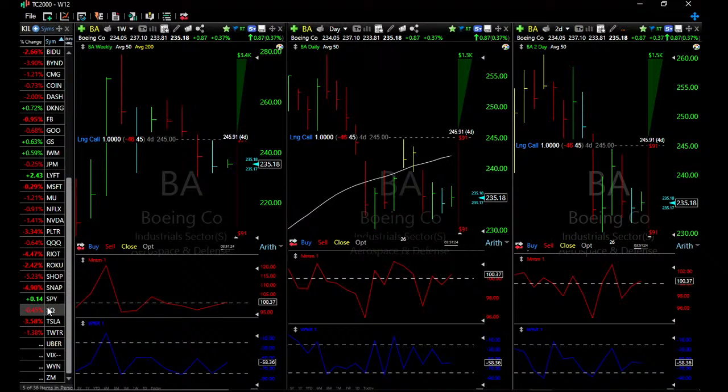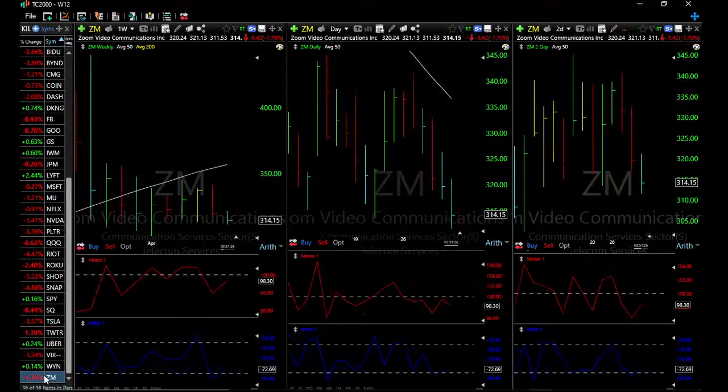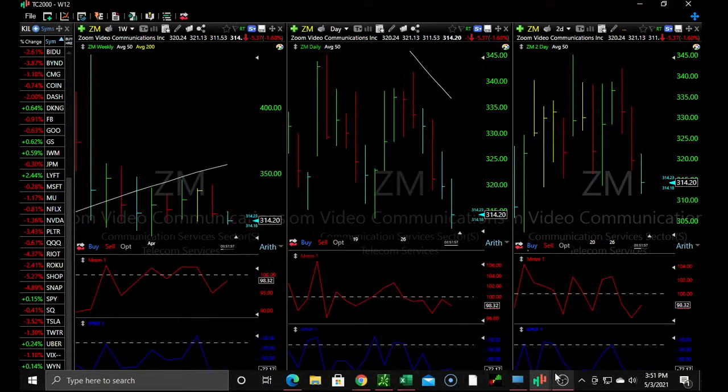Let's go back to Zoom, see what it looks like. So Zoom here, I'm getting a buy signal on the 1-day chart. 314. So I'll be looking at the 330. I'm gonna go to 325.